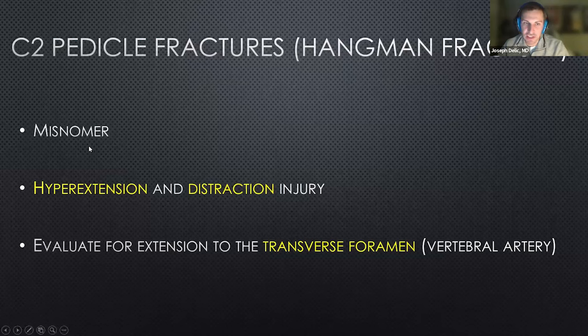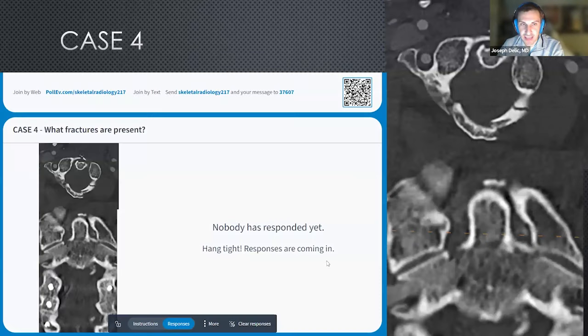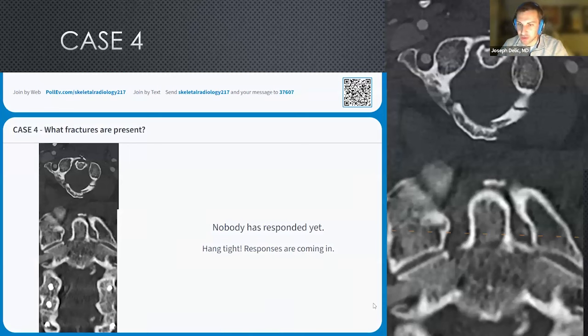So this is actually a misnomer. The people that would undergo hanging didn't often get these type of fractures, but this is a hyperextension and distraction injury. So the important key here is to identify the fracture number one, but to evaluate for that extension through the transverse foramen for potential injury to the vertebral artery. Good. So next case, number 4, fill in the blank. What fractures are present and type if you are so inclined?